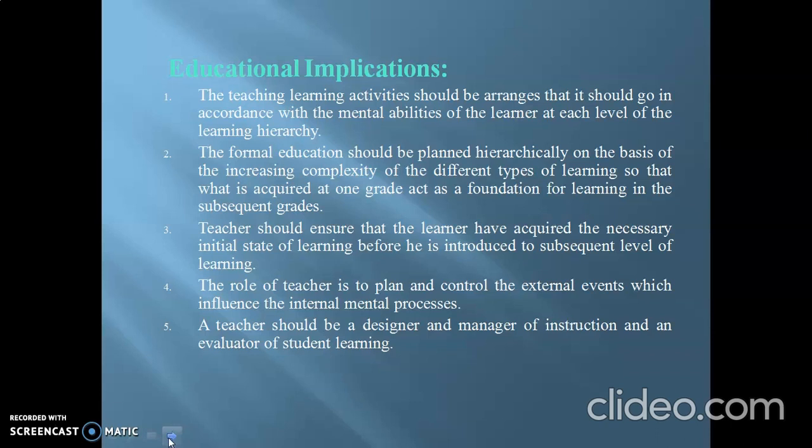Teachers should ensure that the learner has acquired the necessary initial state of learning before he is introduced to the subsequent level of learning. The role of the teacher is to plan and control the external events which influence the internal mental processes. A teacher should be a designer and manager of instruction and an evaluator of student learning.